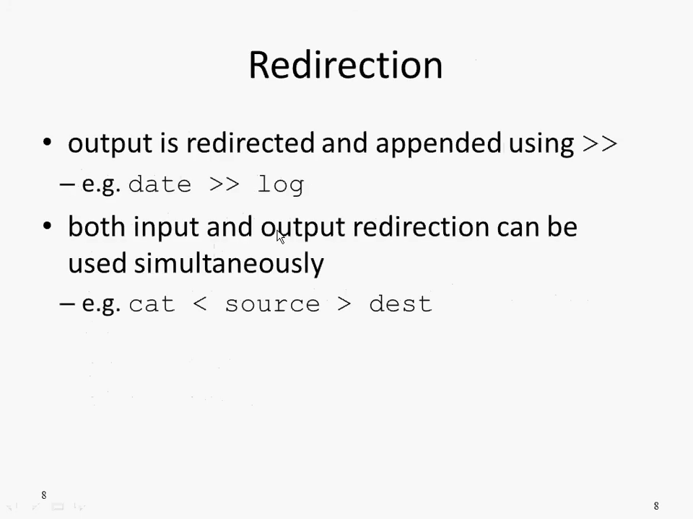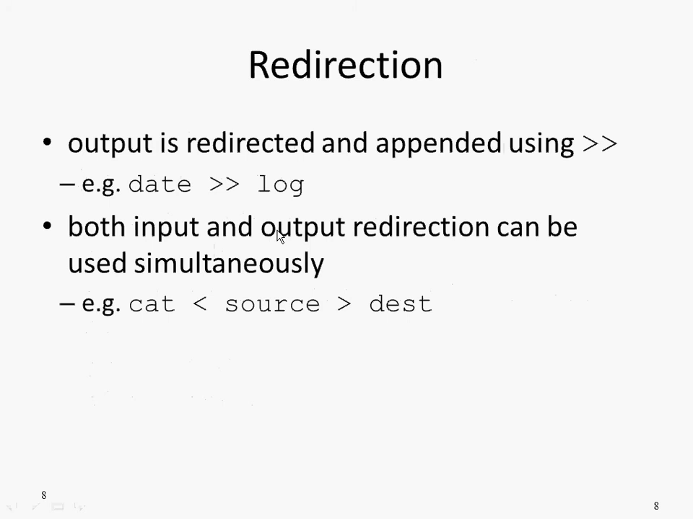Okay. So what is the greater-than-greater-than operator used for? Sorry, appended. Here, the output from date is appended to the end of log. So whenever date outputs, it goes at the last part of log. In this case, it's the last line of log. The file log contains the output from date. Does that make sense to people?